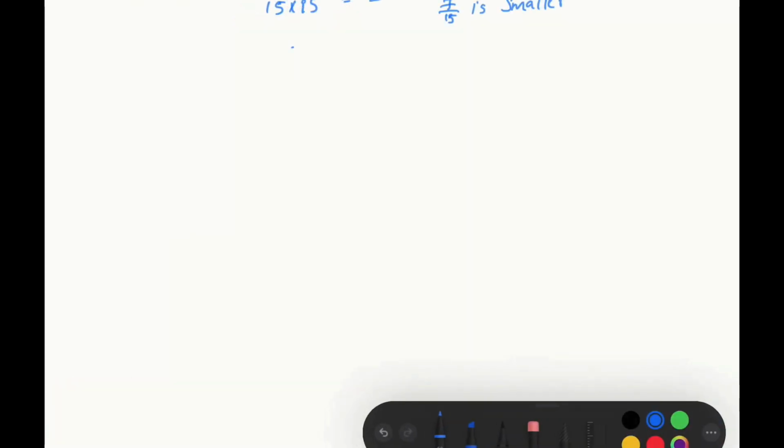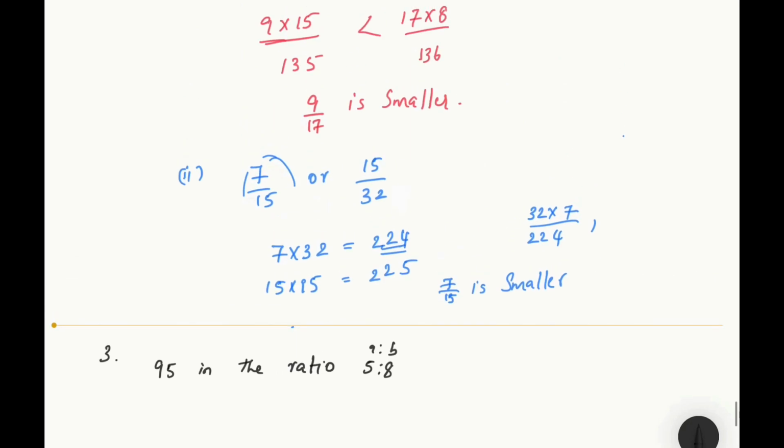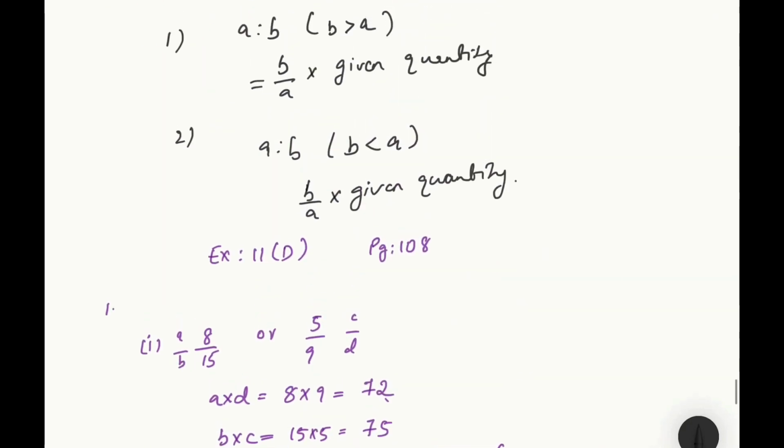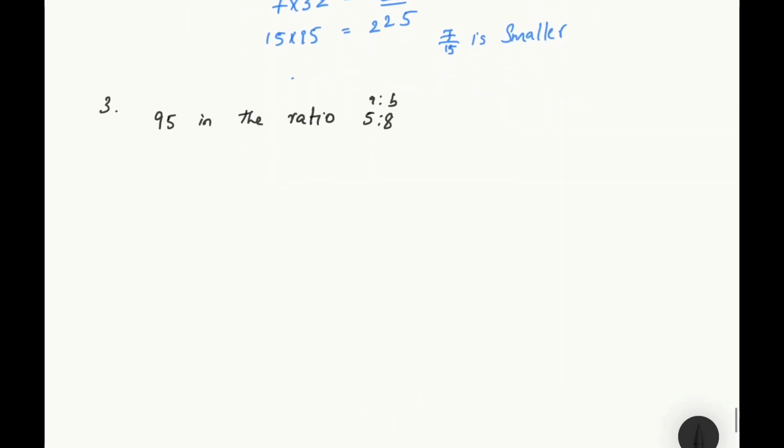Now let us do the third question. Increase 95 in the ratio 5 is to 8. This will be in the form A is to B. We already learned about increase in ratio and decrease in ratio. Whether it is increase or decrease in ratio, we have to do B by A into the given quantity. Let us do the same way here.